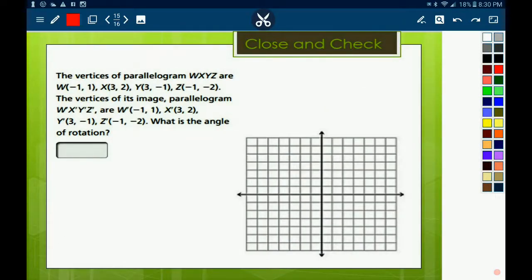Now that you have studied rotations, I want to have a little closure problem for you guys. I want you to plot the points W, X, Y, and Z down on the grid, and then the vertices of this image is a parallelogram, which they give you the coordinates of W prime, X prime, Y prime, and Z prime. What is the angle of rotation? You can use your protractor or you can try to use your patty paper. Enter your answer in the box to the right. Please don't include spaces and you don't need to include the word degrees. Just type the number that you see for your angle.